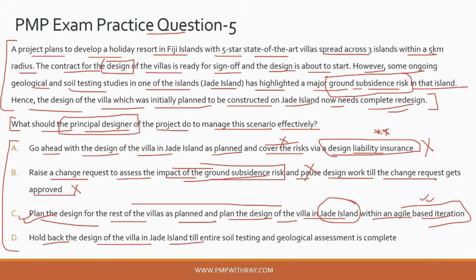Hold back the design of the villa in Jade Island till the entire soil testing and geological assessment is complete. Now, this is also incorrect, because again it is saying that you need to hold back everything till you get all the parameters you are looking for in line. Theoretically this might seem okay, but practically, or from a PMP philosophy, this is not okay, because effectively you are delaying the project where you could have progressed with the scope items which were not directly impacted by the ground subsidence risk. So option D is also incorrect, and the correct answer to this question is option C.